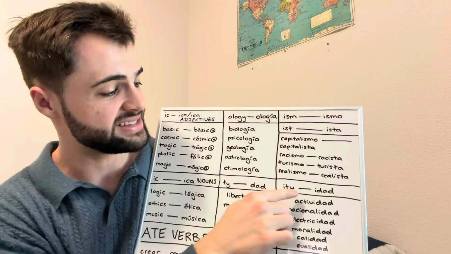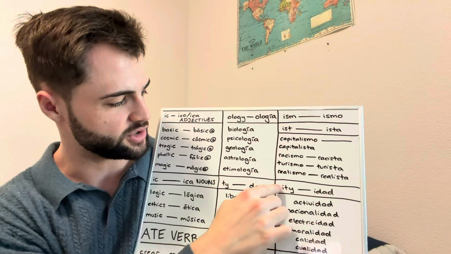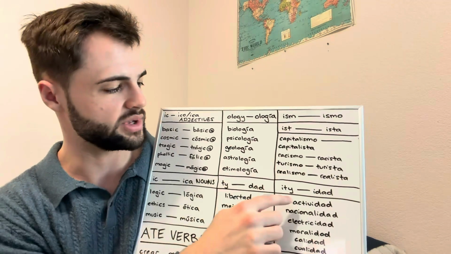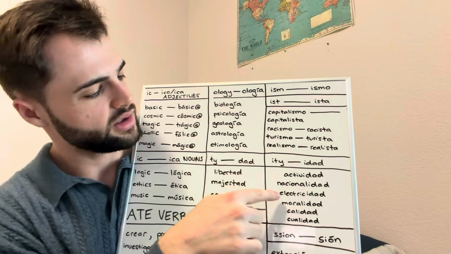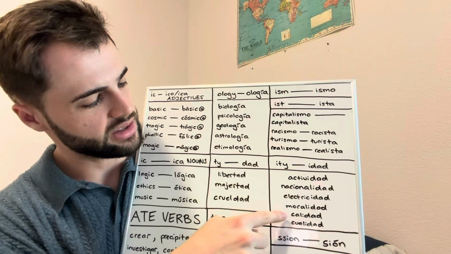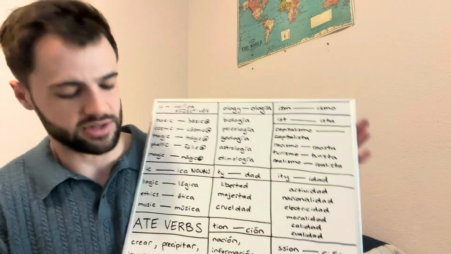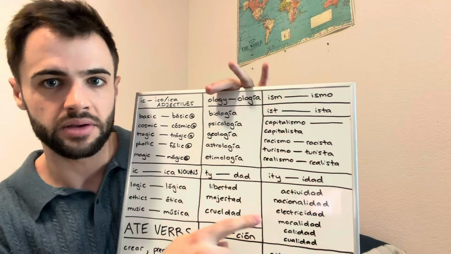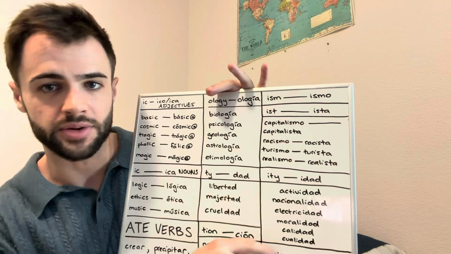Next one we have ity. Similarly to this, it's the same idea, except you just put the I in front of it. Ity becomes idad. So we have actividad, nacionalidad, electricidad, moralidad. And then I included this one because it's kind of an interesting distinction that you do have to learn in Spanish. In English, I have right here, calidad and cualidad. The only difference being this extra U that's included here.